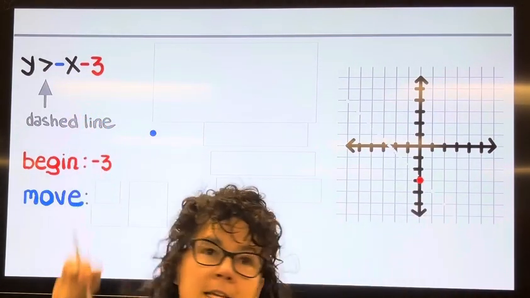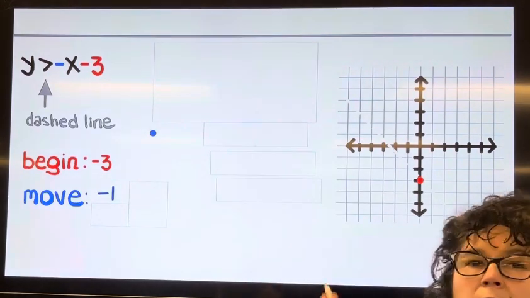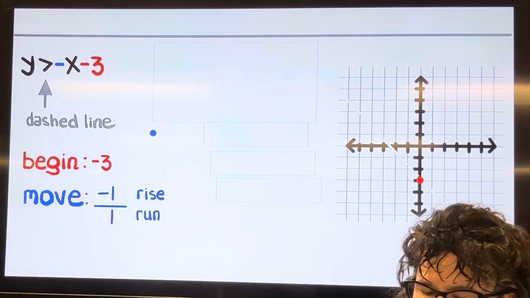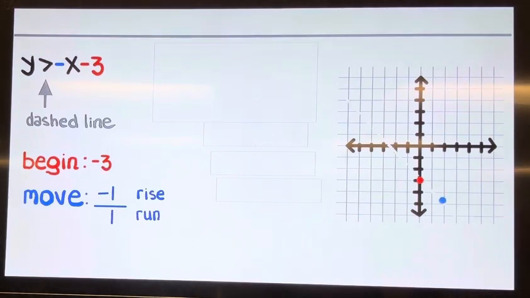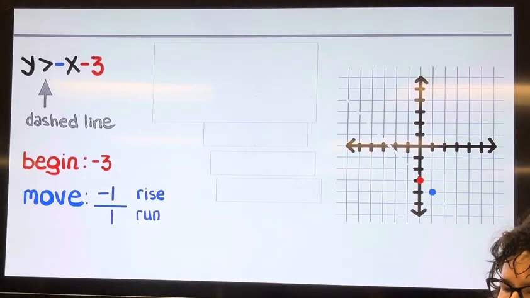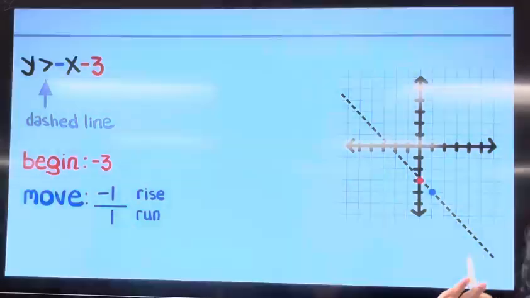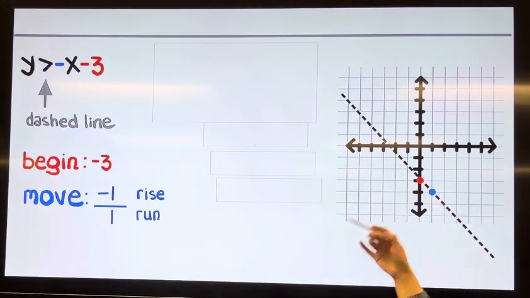Now in front of the x is a negative, and that's the same thing as -1. If I'm going to use that to move, I really need a fraction for the rise over run. So I'm going to put that -1/1. So from -3, I'm going to rise -1, which is down 1, run +1, which is right 1, and now I can draw in my line. Notice I've drawn it a dashed line because there's not an underline.